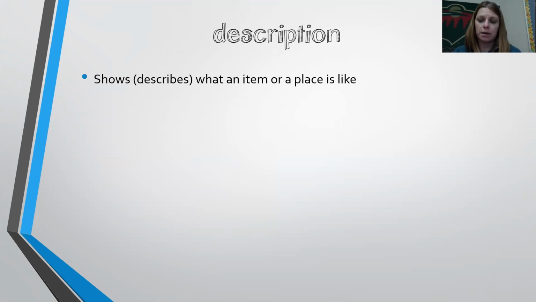Last one, description. Now, description can be tough for some kids, because it has just kind of a different idea of what we have normally been thinking about. Usually there's a relation between them. This is just showing or describing what an item or a place is like.